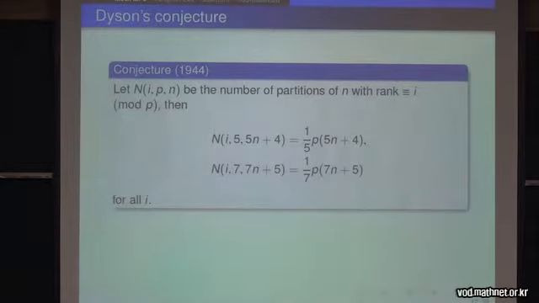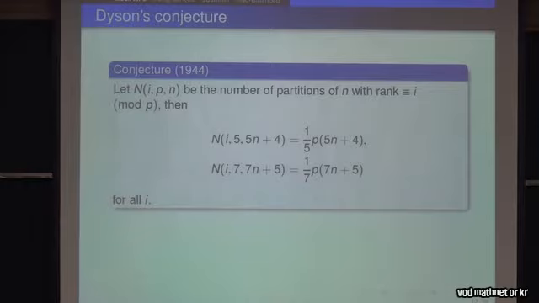So we define N(i, 5, n) as the number of partitions of 5n+4 whose rank is congruent to i modulo 5. Then for each residue class, the number of such partitions is exactly p(5n+4) over 5.